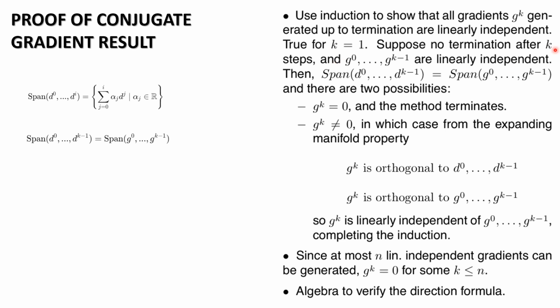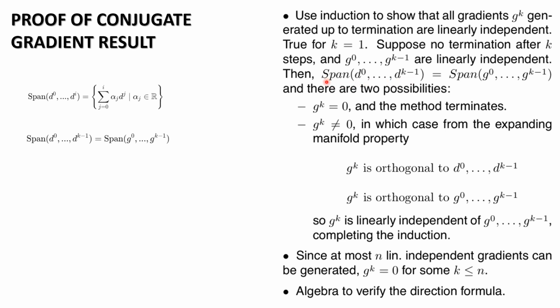When k equals 1, for the first step, we only have one gradient g0, which is trivially linearly independent. Inductive hypothesis: assume no termination after k steps. So assume that after k steps, the gradients g0 and so on to gk minus 1 are linearly independent. This means that the corresponding search directions d0, d1 and so on to dk minus 1 also span the same space as the gradients.